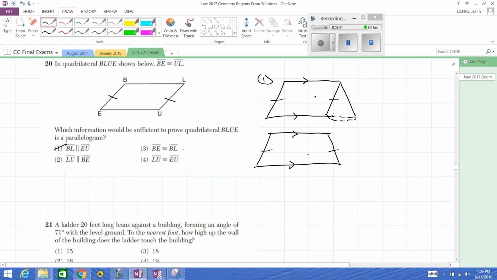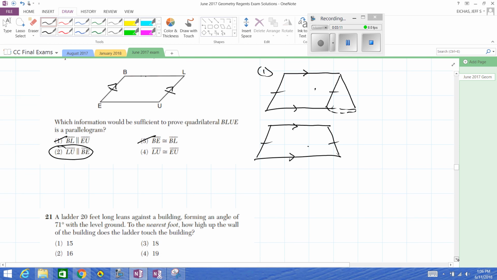All right, they already gave us, oh, BE congruent to BL. That's not enough because that's these two sides the same. Remember, we don't have a parallelogram, so that's not going to work. Okay, LU parallel to BE, believe it or not, that is enough. If you have a pair of opposite sides that are both parallel and congruent, that is going to be enough to give us a parallelogram. Okay, so that's it. Choice 2.